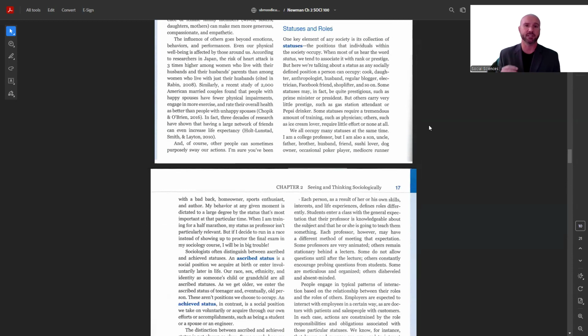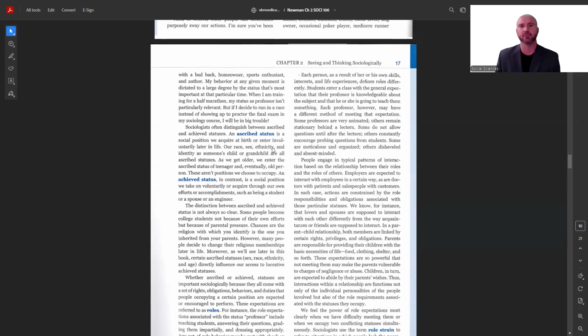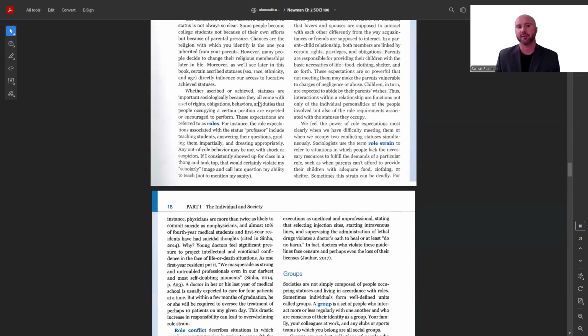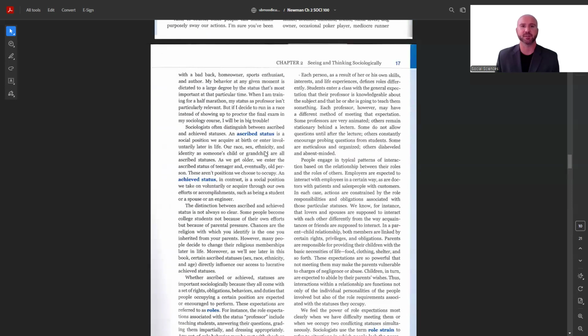But if we go back to the section on statuses and roles, roles are kind of very similar to cultural norms, in that these are expectations for us on how to behave. But these are specifically tied to the statuses or the positions related to each social institution and the organizations that we are engaged in, in terms of what it is that we want to do.